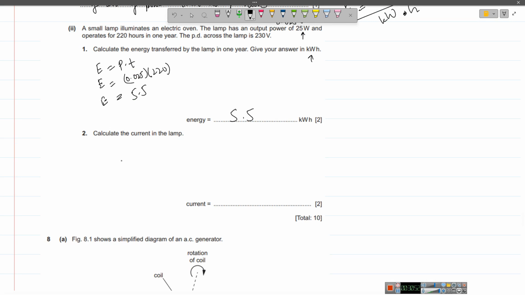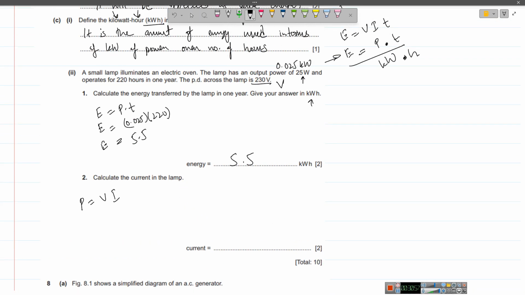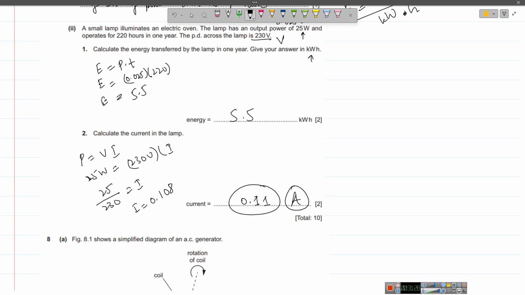Calculate the current in the lamp, right? So P is equal to VI. We already have the voltage, which is this over here. We have the power, right? So 25 watt is equal to 230 volt into current. So 25 divided by 230 is equal to the current. So 25 divided by 230, that is 0.108. I'm just going to round it off to 0.11, two significant figures again, and the answer is in amperes, the unit, because the unit is missing.